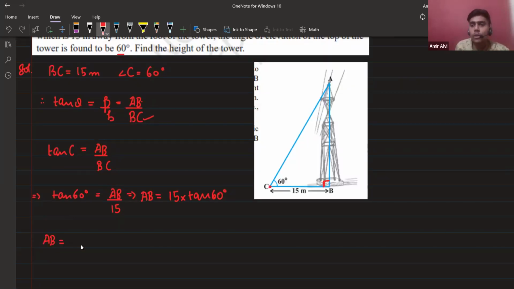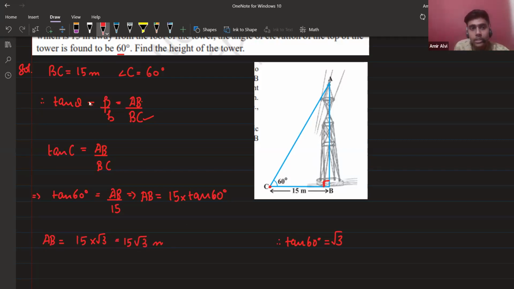So the value of tan 60 is what? Everybody, one by one. Karishma said 1 by root 3. Abdullah said root 3. Hiba, Adil, Faz said root 3. Very good, it's root 3. You can write here tan 60 is root 3. So 15 into root 3 will be equal to 15 root 3 meter.